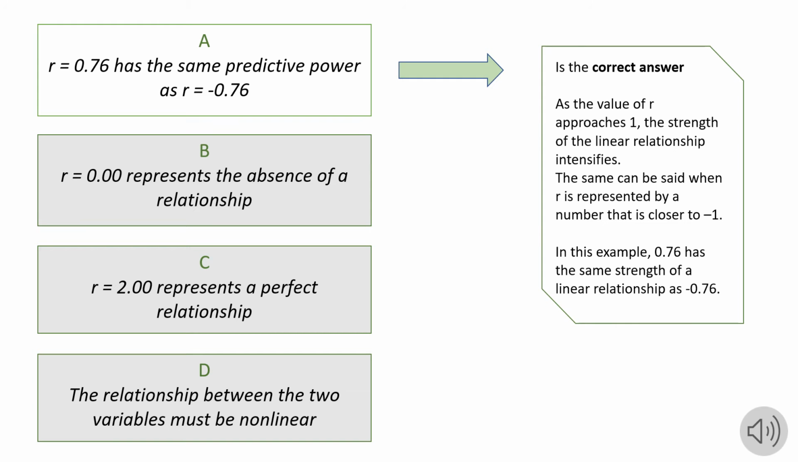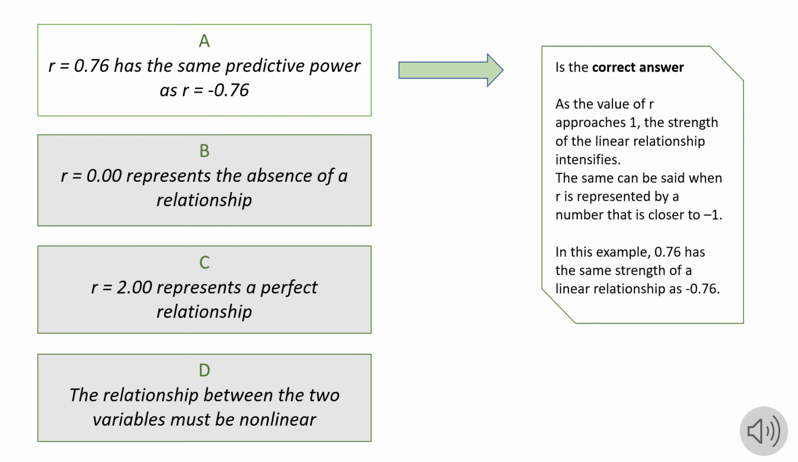A is the correct answer. As the value of R approaches 1, the strength of the linear relationship intensifies. The same can be said when R is represented by a number closer to negative 1. In this example, 0.76 has the same strength of linear relationship as negative 0.76.